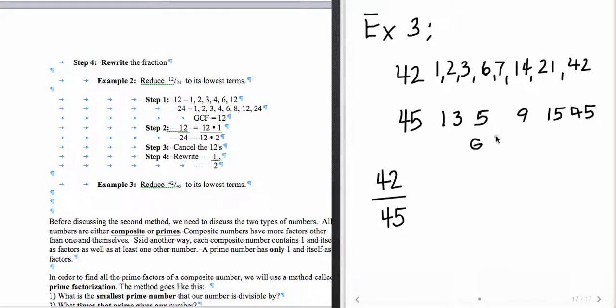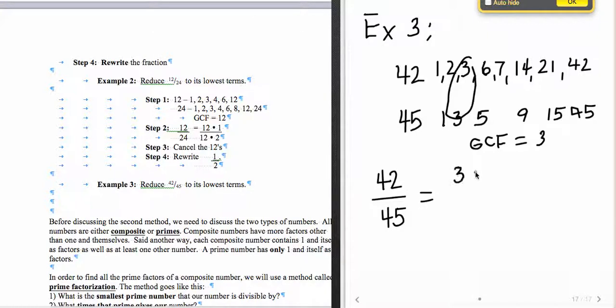So now we can find the GCF, and we're going to do that by looking from the highest end to the smallest end. So we go through here, and we see that 3 is our largest one, so our GCF is 3. And then we're going to rewrite these. So 42 is 3 times 14. And then we have 45 as 3 times 15. And now we can cancel the 3's, and we have our lowest terms as 14/15. And that'll be our final answer.